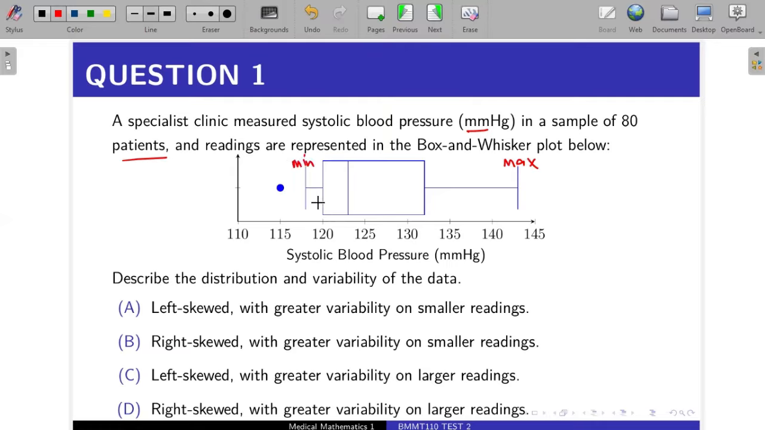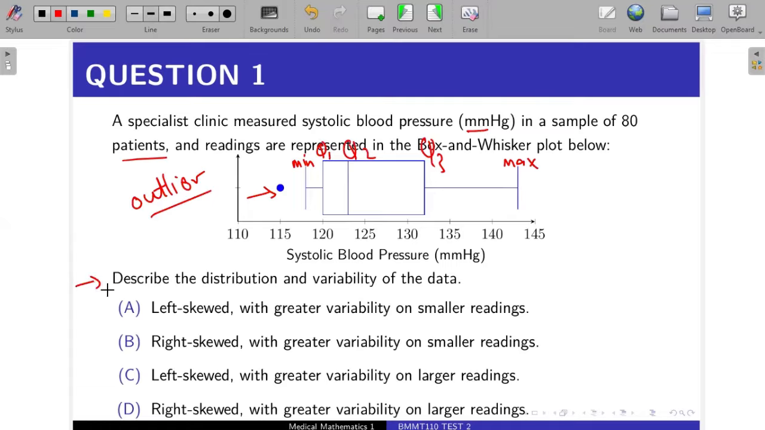Okay, and then here at the beginning of the box, we have your Q1, and then the line within this box is our Q2, and then at the end of the box, this is Q3. And then if you have a dot like this one outside this box and whisker plot, we call this dot an outlier. So this guy here, the one dotted in blue, is simply an outlier. Okay, so this is our box and whisker plot.